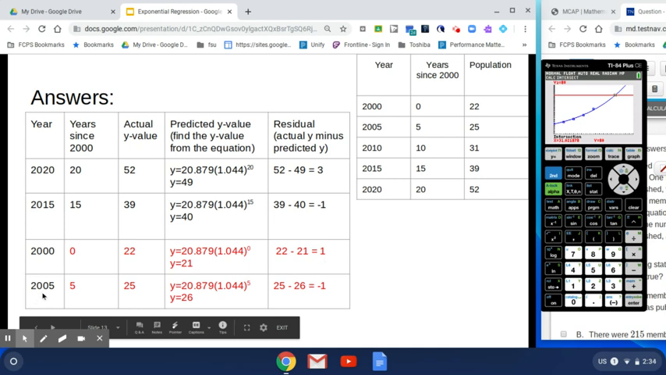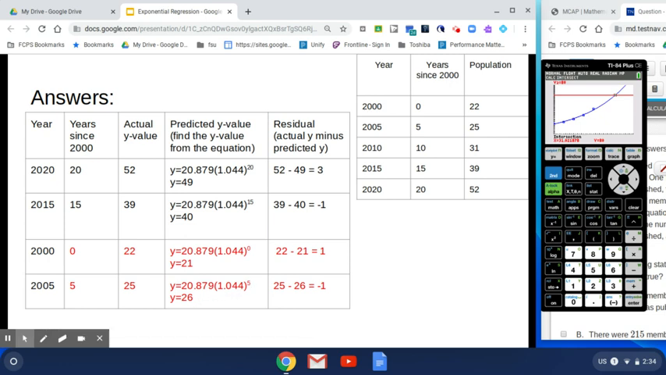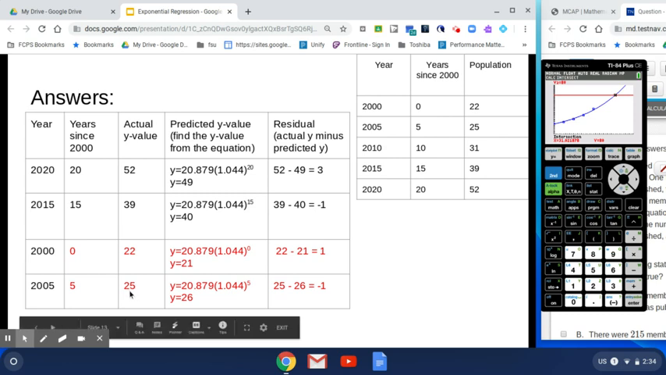Doing that same process for the year 2005, our x value is 5. Our actual y value is 25. If we plug 5 in for x, we get a predicted bird population of 26. So again, I'm going to subtract those. Actual, predicted. 25 minus 26 gives me a residual of -1.